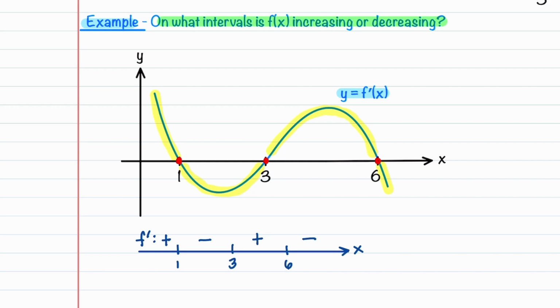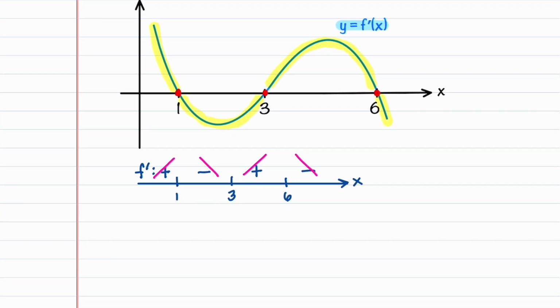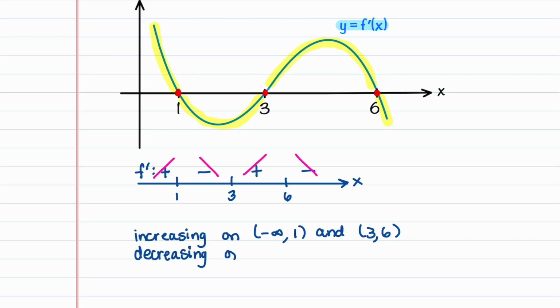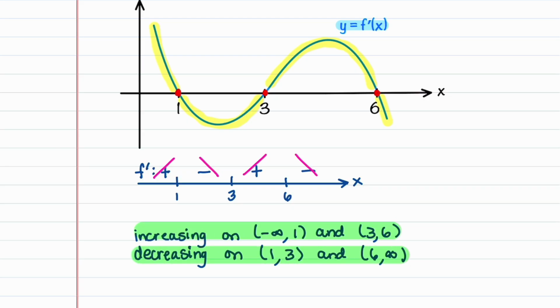So we can see that our function is going to be increasing, then decreasing, then increasing, then decreasing. We can then say that our function is increasing on the intervals from -infinity to 1 and 3 to 6, and it is going to be decreasing on the intervals from 1 to 3 and 6 to infinity. And those are our answers.